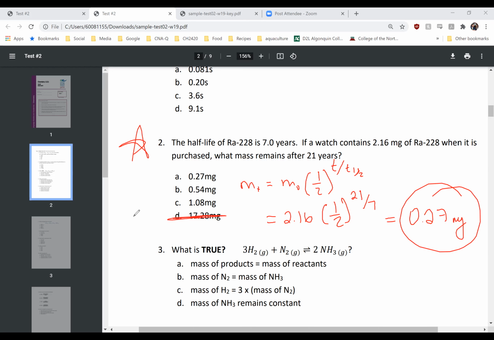And actually, guys, when you're looking at your possibilities, get rid of D right away. D doesn't make sense. How could the mass go up? This is a radioactive isotope that's losing mass. That's what half-life is. It can't gain mass. That's not how isotopes work. And again, law of conservation of mass. Saying it loses mass is not really fair. It's just decaying or breaking down into other things.